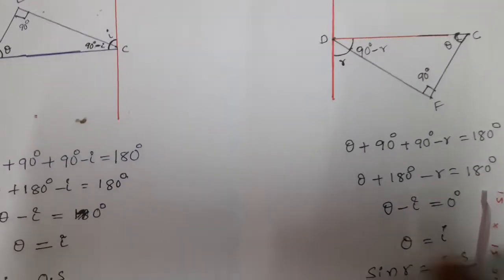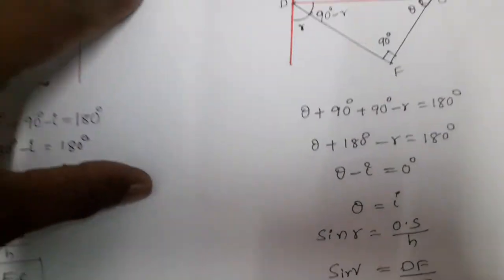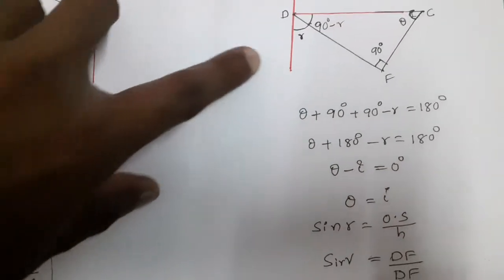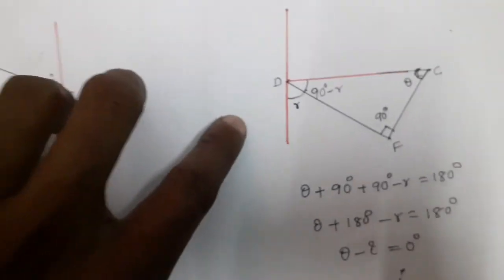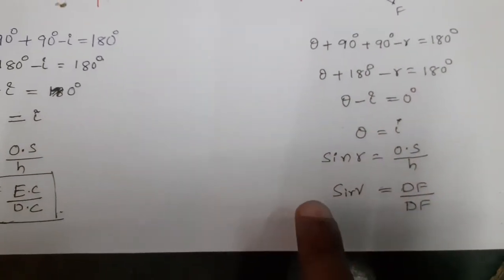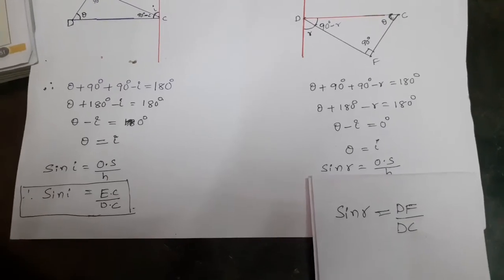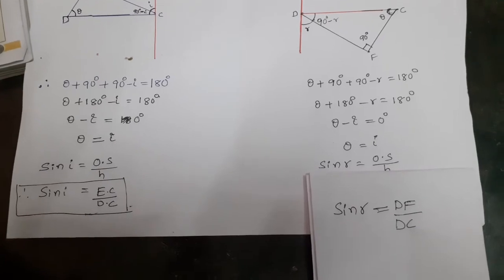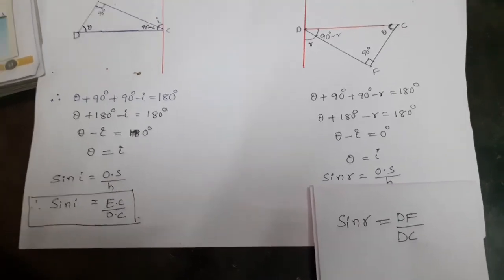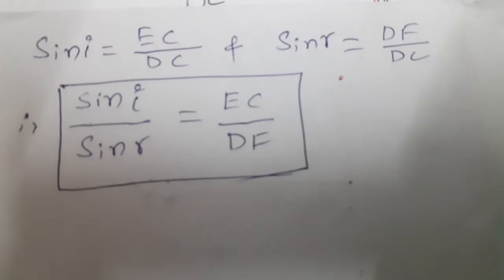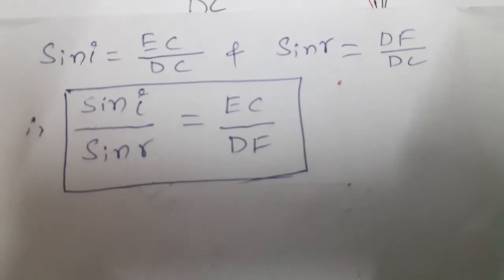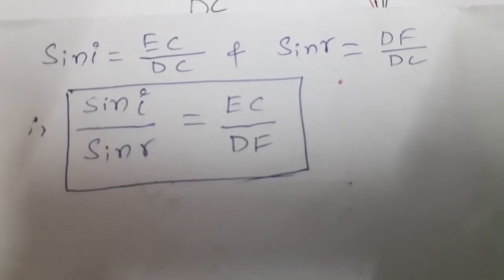In the same way I have done the same procedure for the right angle triangle DCF also. Observe this. Finally we got sin R equal to DF by DC. So we got sin I is equal to EC by DC, sin R equal to DF by DC. Therefore sin I by sin R is equal to EC by DF.